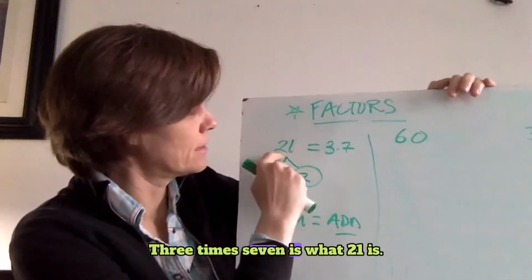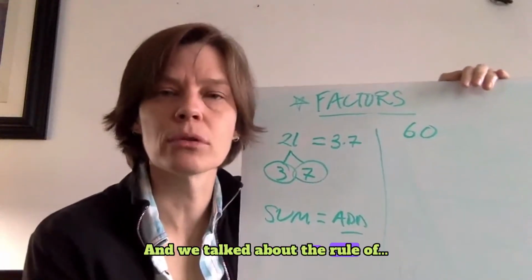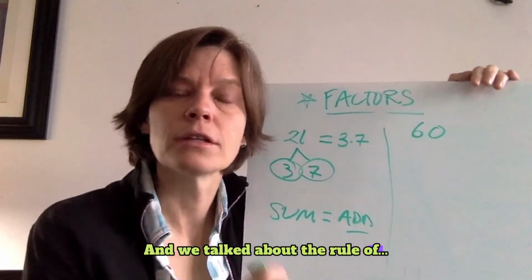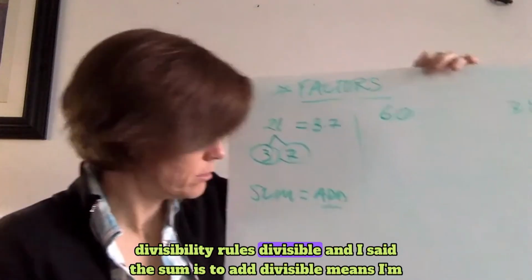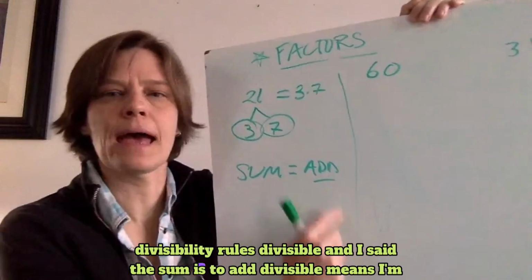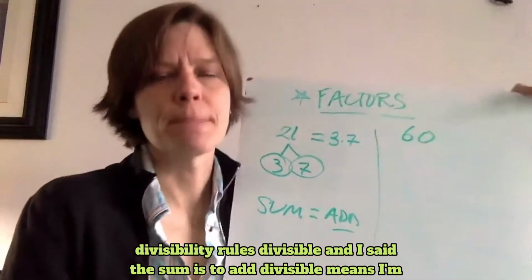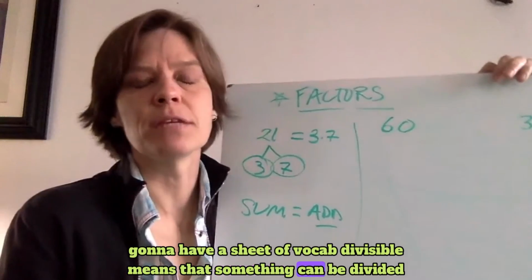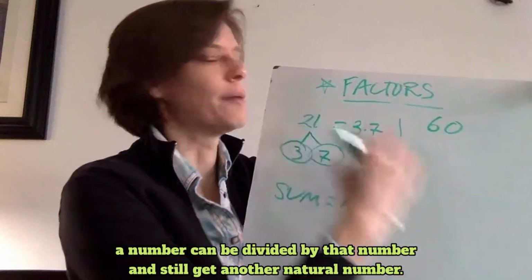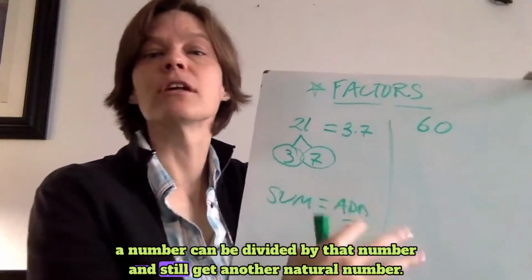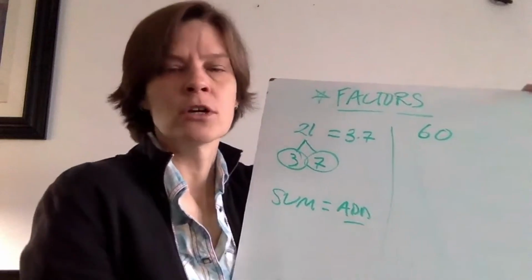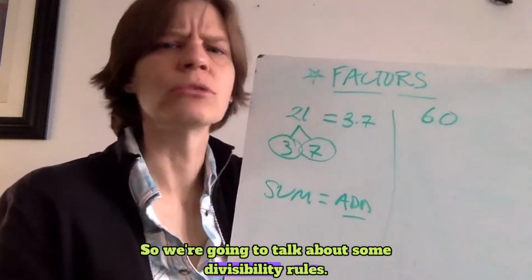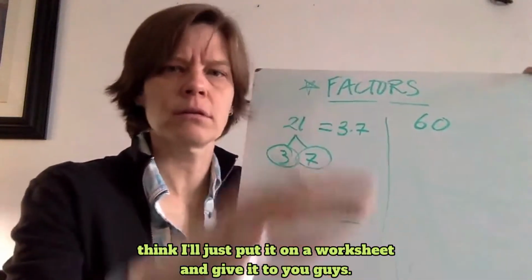Okay. We had gone through this one: 3 times 7 is 21, and we talked about the divisibility rules. Divisible means that a number can be divided by that number and still get another natural number. So we're going to talk about some divisibility rules. I think I'll just put them on a worksheet and give it to you guys.